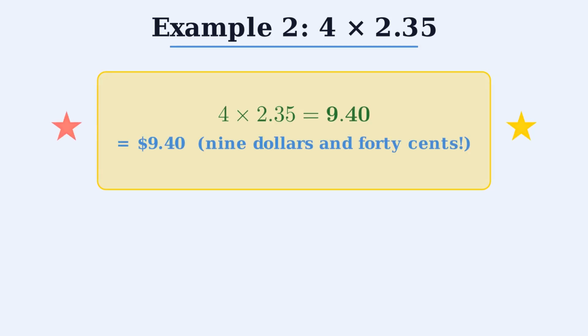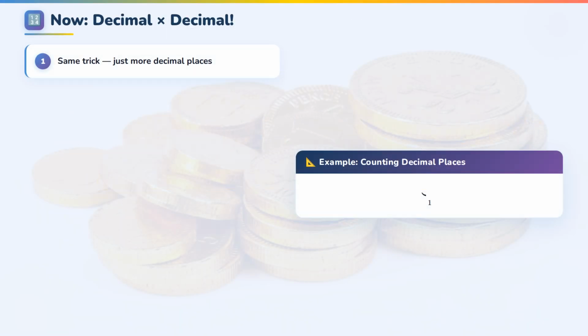Step 2. Count decimal places. The number 2.35 has 2 decimal places. Step 3. Put 2 decimal places in 940, counting from the right. That gives us 9.40. So 4 times 2.35 equals 9.40, or $9.40. Nice work. Okay, now we're leveling up to the really cool part, multiplying a decimal by another decimal.